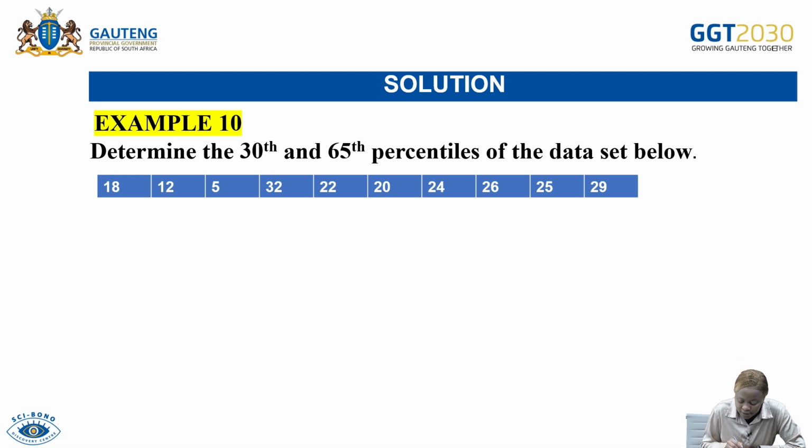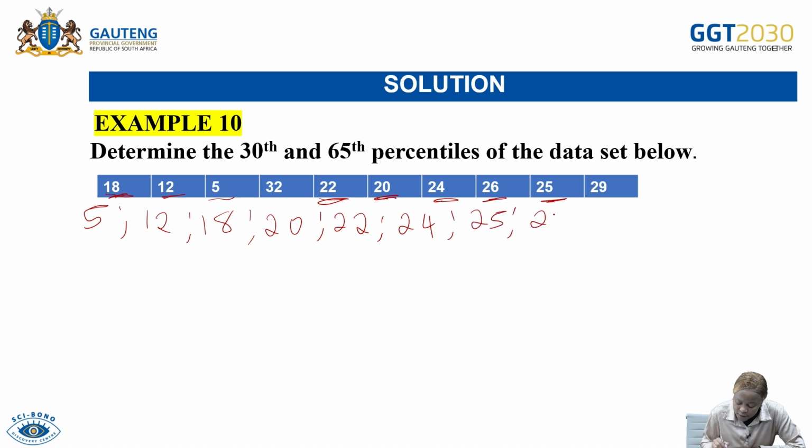So I can see the smallest value there is 5. So I have 5. And then do I have a 6? No, I don't have a 6. And then I have a 12, and then an 18. Do I have a 20? Yes, I have a 20. And then I have a 22, a 24, a 25, a 26, a 29, and a 32. So I have all my values. I have arranged everything in an ascending order.